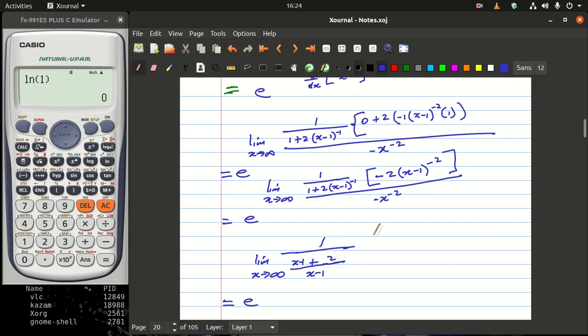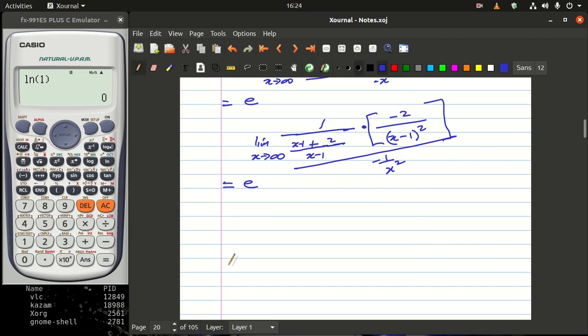And then we go to this part here. This part is going to be minus 2 divided by (x minus 1) all raised to a 2, because I'm taking this to the denominator. And then the denominator is minus 1 over x squared. And then once we are having that, we still have e, we have the limit as x approaches infinity.